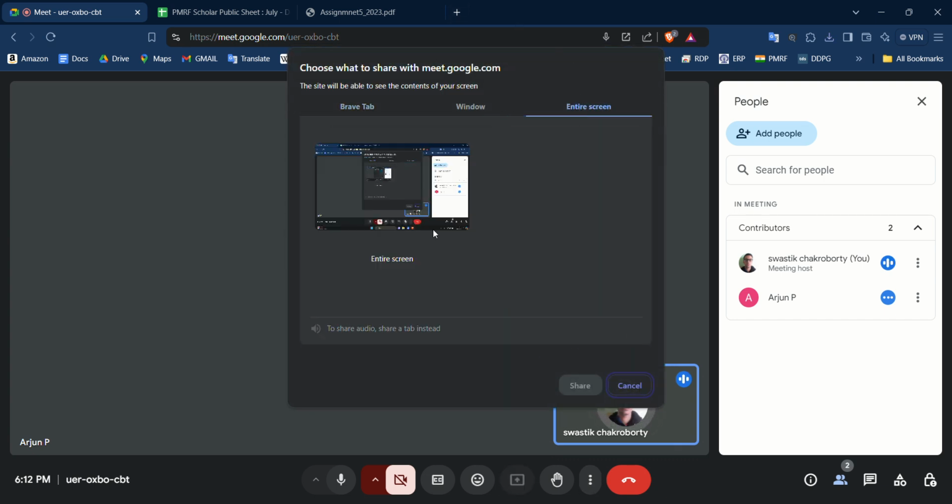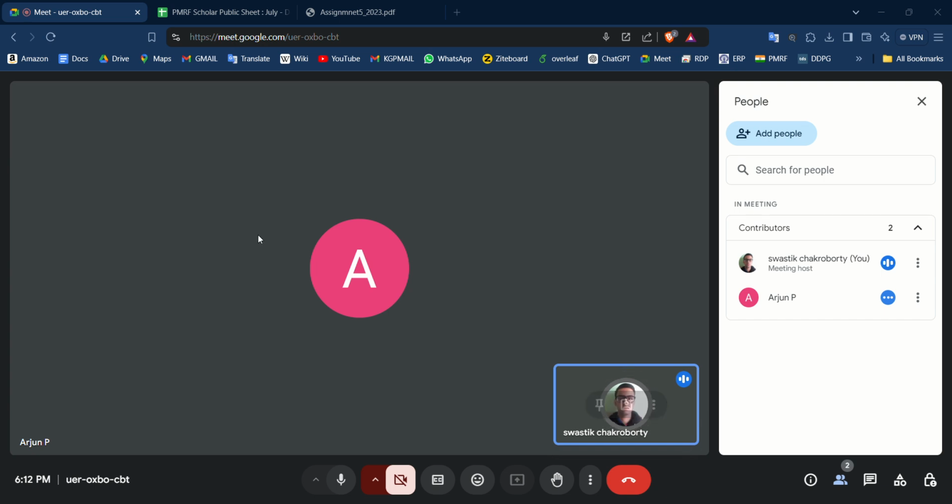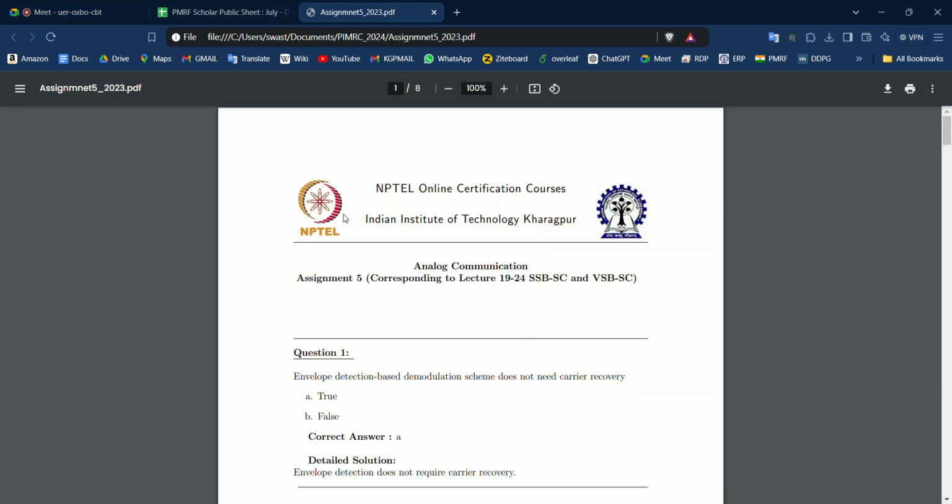Okay, so let's start today's class. Today, as I said, we will be solving problems based on analog communication, week 5, lectures 19 to 14, which are on single sideband suppressed carrier and vestigial sideband suppressed carrier.